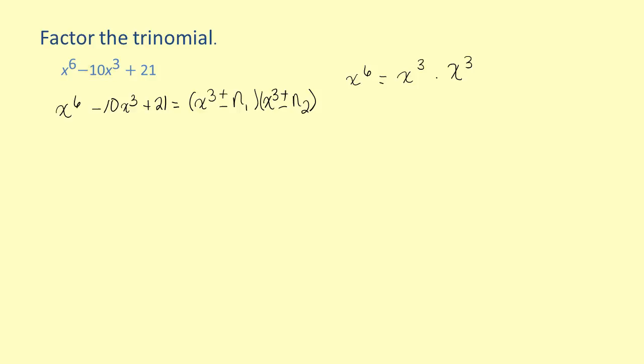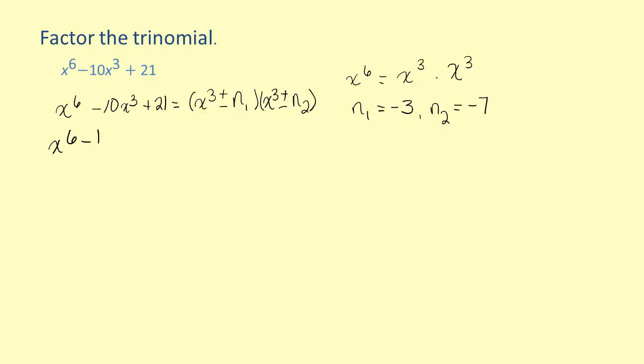Think about which two numbers can be multiplied together to have a product of positive 21 and can also be added together to have a sum of negative 10. Those two numbers are negative 3 and negative 7. We will let n sub 1 be equal to negative 3 and n sub 2 be equal to negative 7.